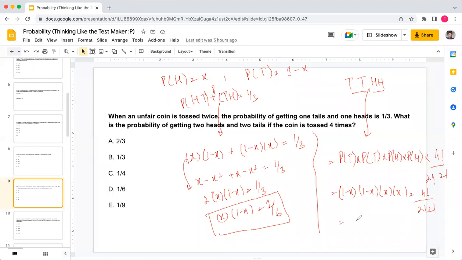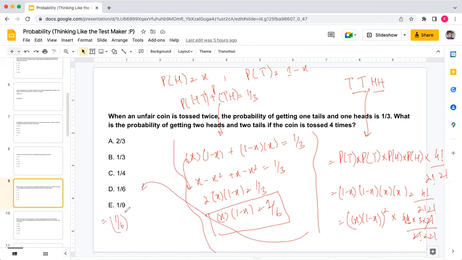So this will be x into 1 minus x whole square into 4 factorial, which is 4 into 3 into 2 factorial, divided by 2 factorial into 2 factorial. This will cancel out, and from this further, we already know this thing, this will be 1 by 6 square into 6, which is equal to 1 by 6. The answer to this is D.